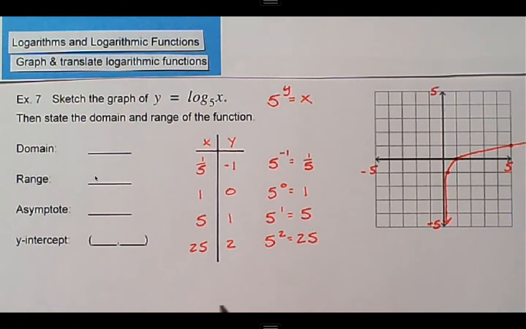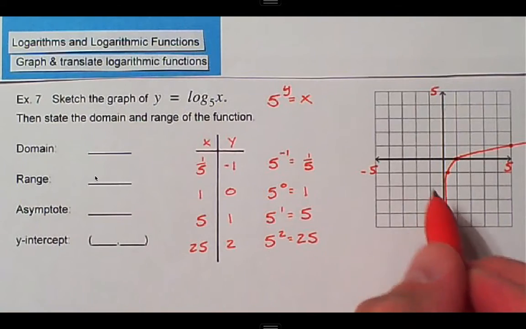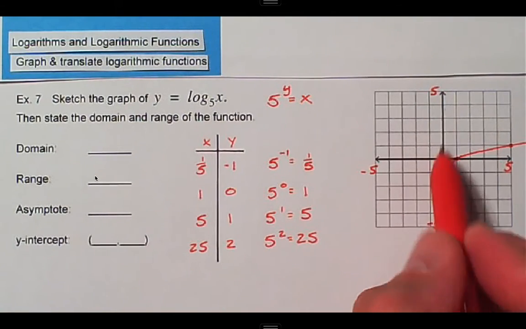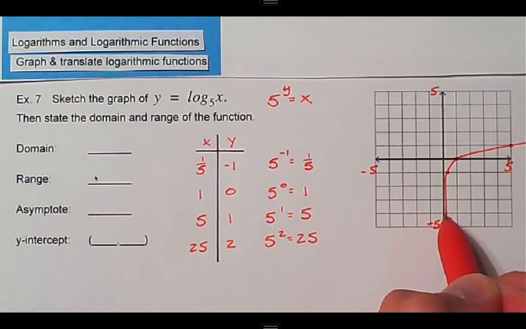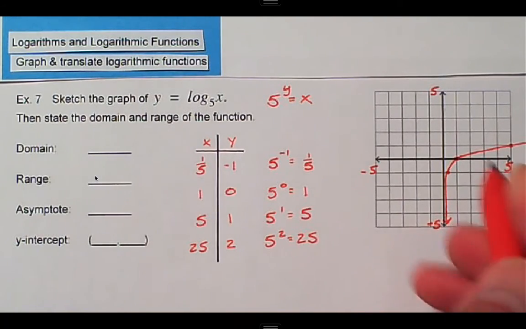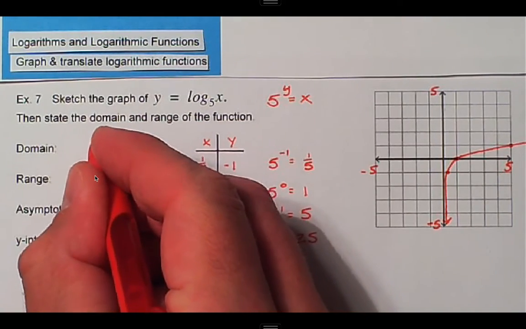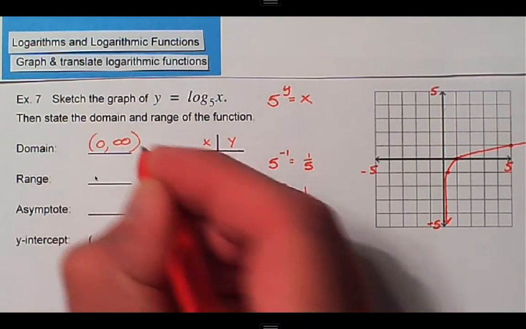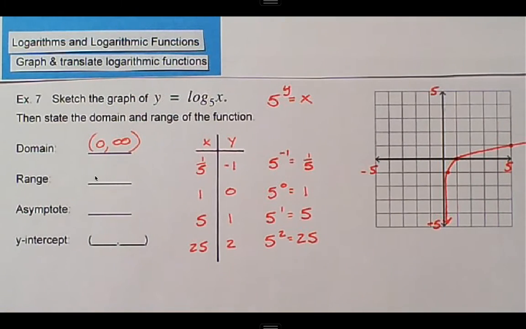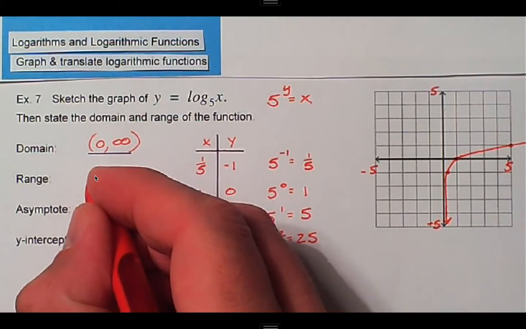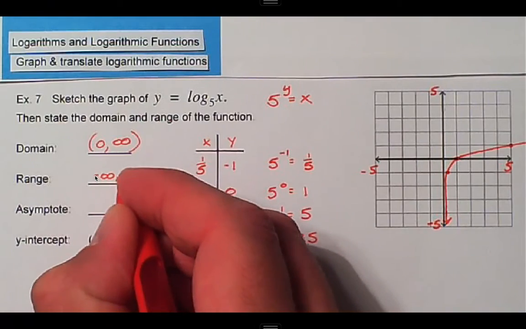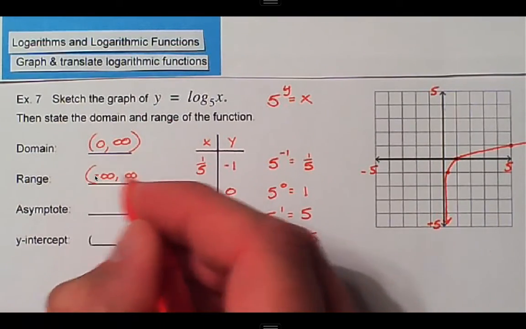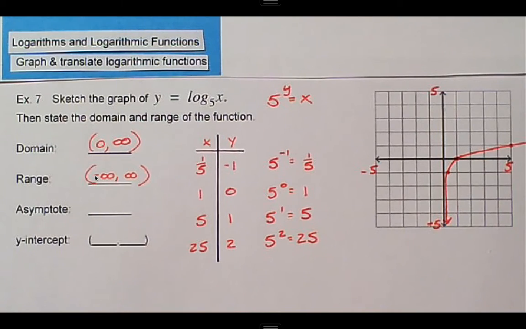So for this one, the domain is the x value. So we know that we start at 0, but 0 is not included. So we're going to have a parentheses at 0, and that's going to go to positive infinity, and that's also going to be parentheses. In this case, the range is going to start all the way down at -infinity, and it's going to continue all the way to infinity, so -infinity to positive infinity, and neither of these are included, so that's parentheses there.